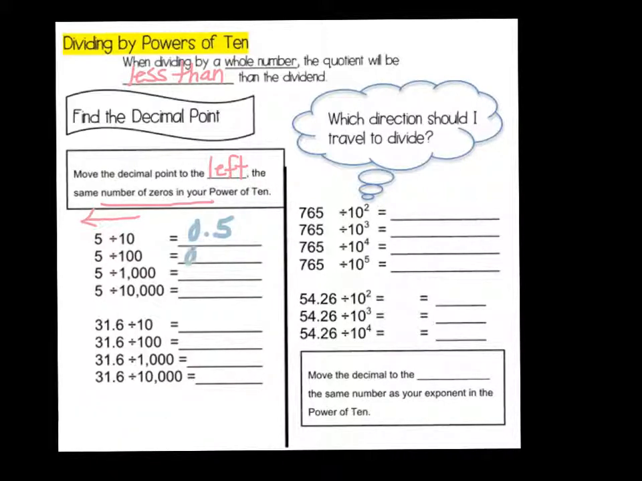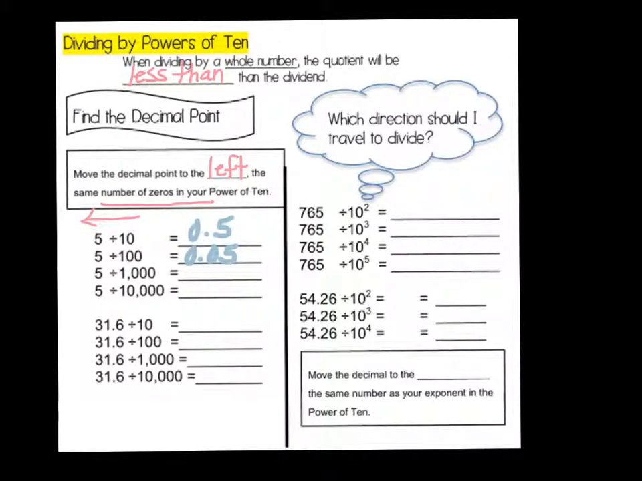So the answer for this problem would be 500. And you'll notice a pattern. Every time I add another 0, I'm going to have another 0 in between the 5 and a decimal point, and my number is just going to keep getting smaller and smaller.